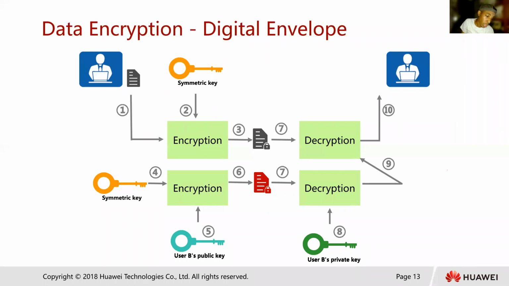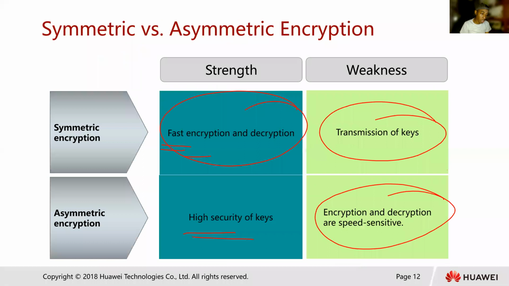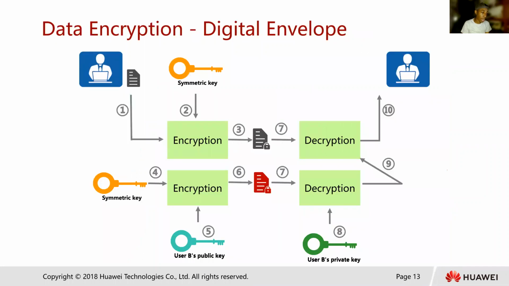So let's look at the concept of the digital envelope. A digital envelope usually contains a symmetric key encrypted using the peer's public key. When receiving a digital envelope, the receiver uses its own private key to decrypt the digital envelope and obtains the symmetric key. So to deal with the issue of transmission of keys, that is a weakness in symmetric encryption, we now have the concept of the digital envelope.